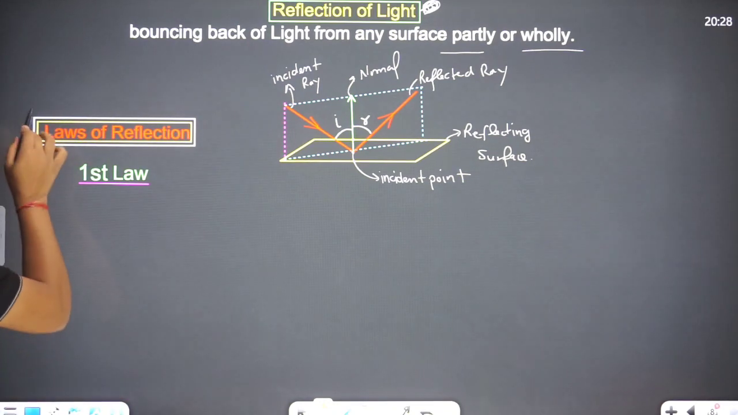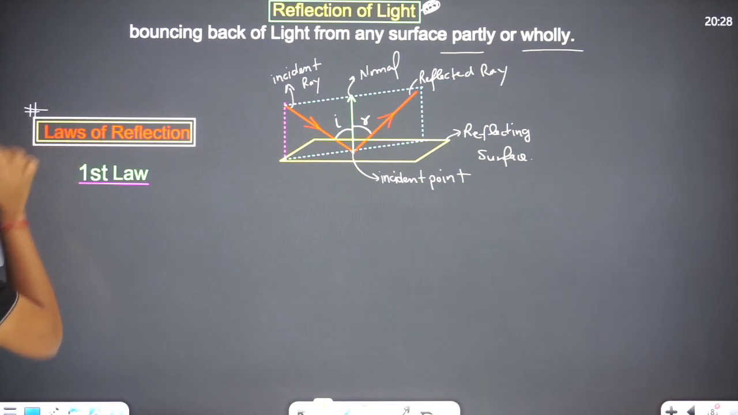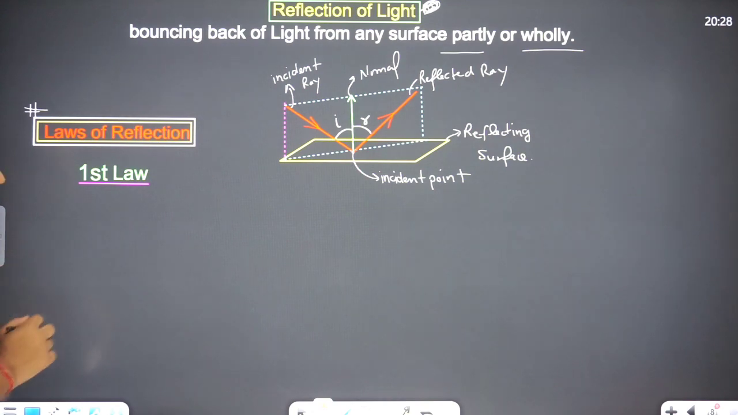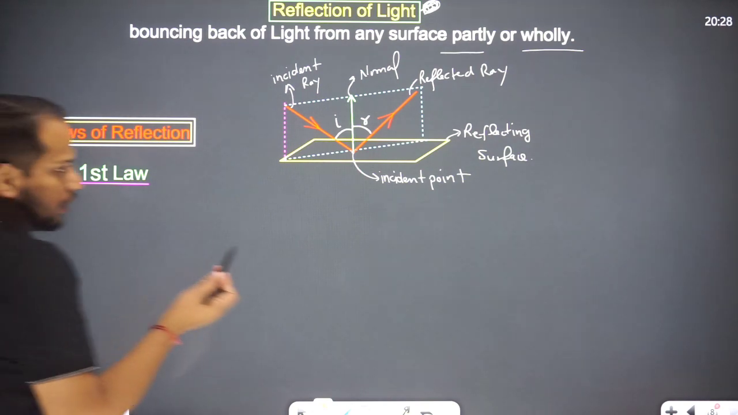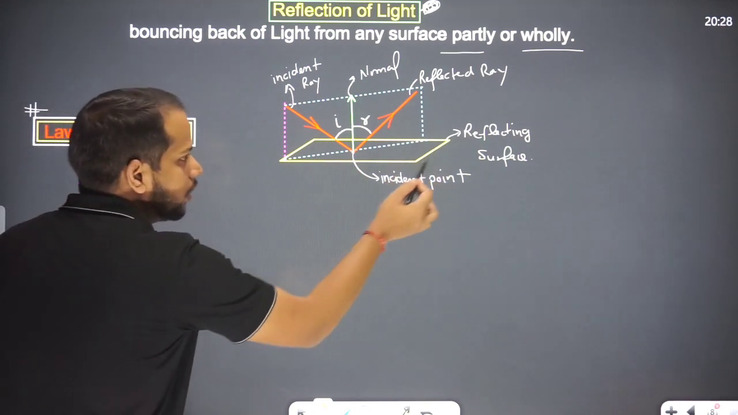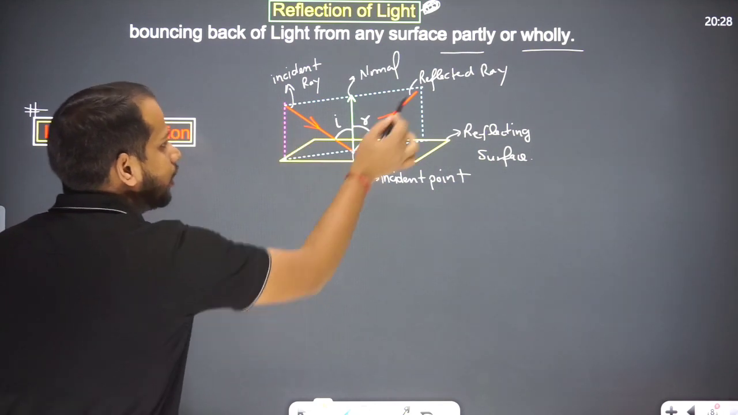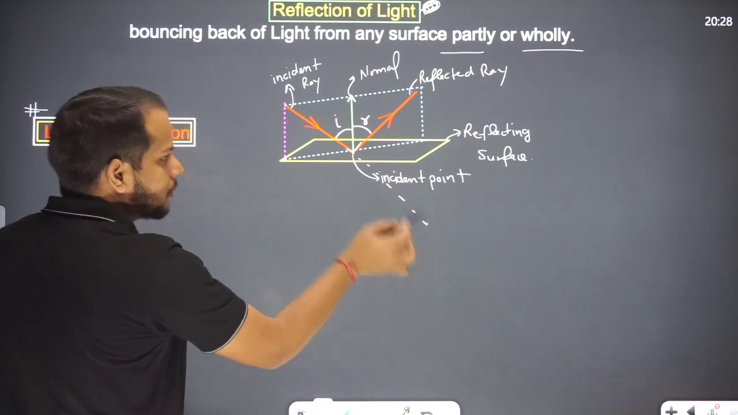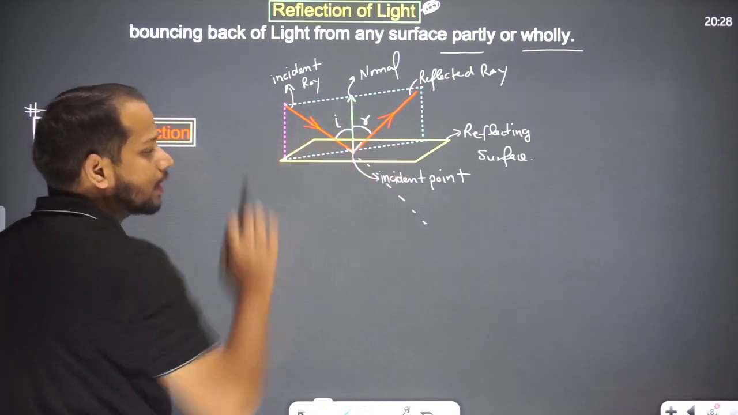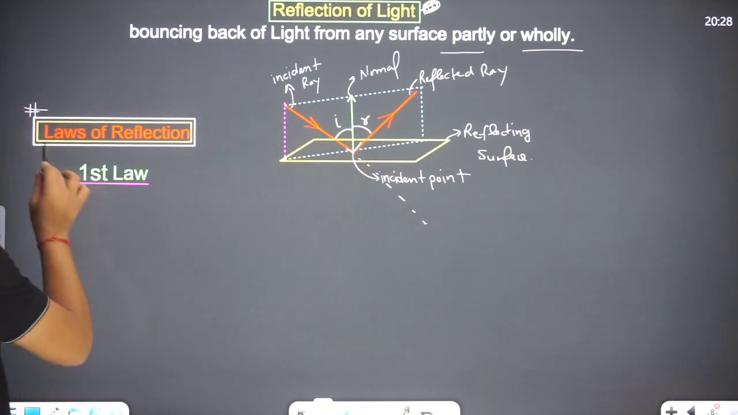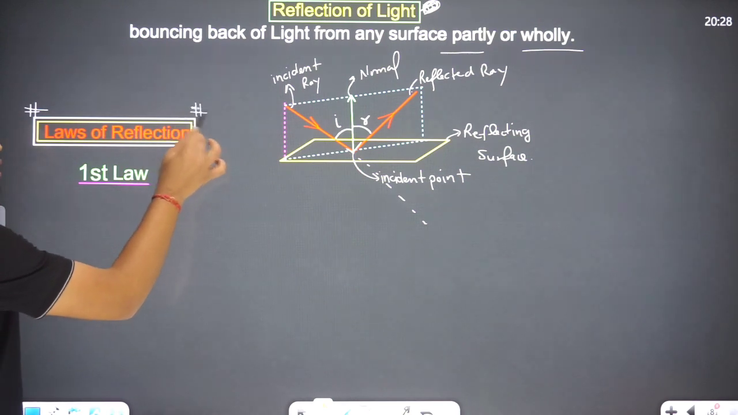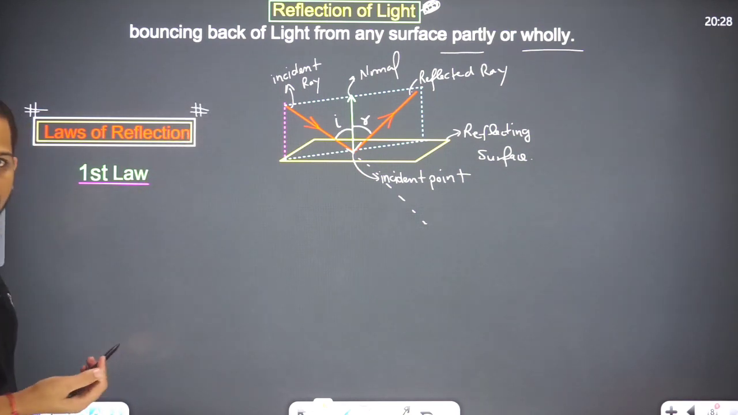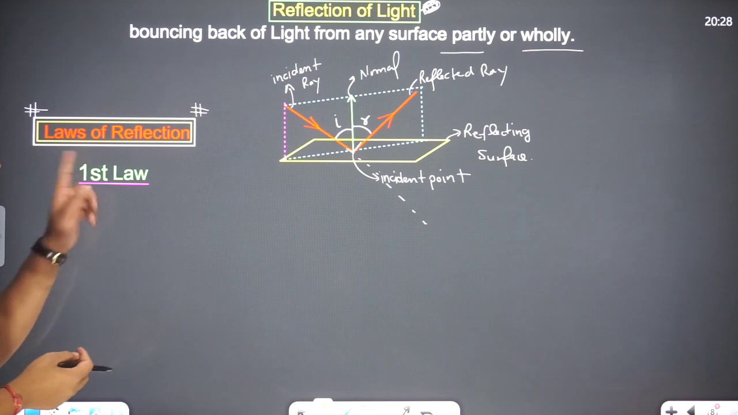Now we have to move on to the next thing, the laws of reflection. What is the meaning of laws of reflection? In this one you can observe this is the plane. Light is incident and returned back into the same medium. It is not entering, so we can say this is called reflection of light. There are some laws on how reflection takes place from any surface. So what are the laws over here?